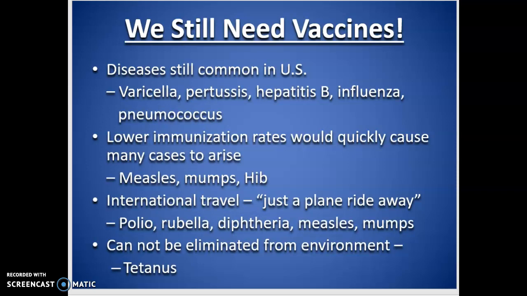So we have all types of vaccines that apply to diseases that are still common in the United States. Varicella, pertussis, hepatitis B, influenza, pneumococcus. These are some of the ones that we still see. We have lower immunization rates in some areas of the country. And when we see that happening, we also see the cases start to rise. And this is measles, mumps, Haemophilus B. We see it with varicella.